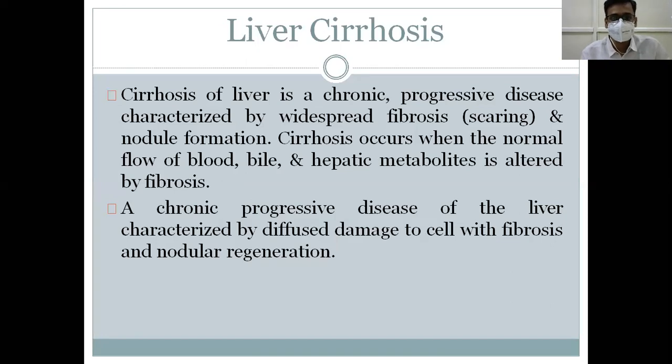So what is cirrhosis of the liver? It is a chronic progressive disease characterized by widespread fibrosis, that is nothing but scarring or nodule formation. Cirrhosis occurs when the normal flow of blood, bile, and hepatic metabolites is altered by fibrosis. It is a chronic progressive disease of the liver characterized by diffuse damage to the cells with fibrosis and nodular degeneration.